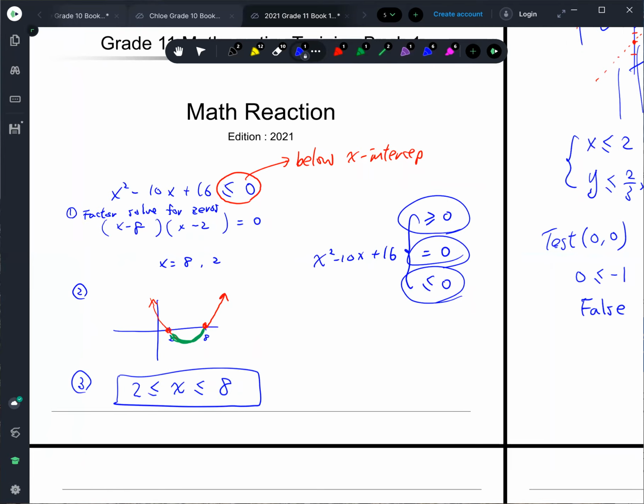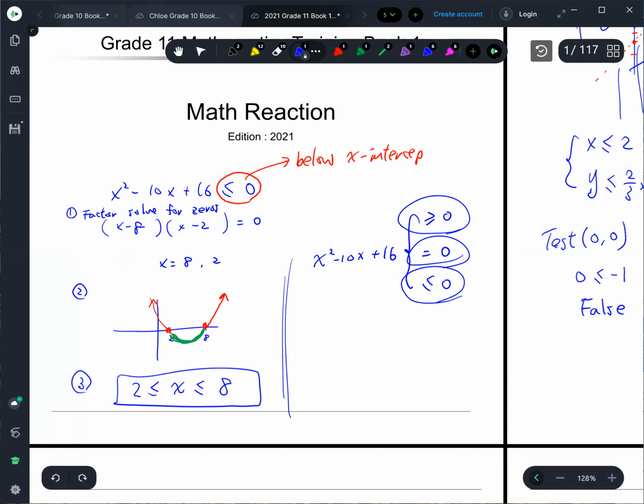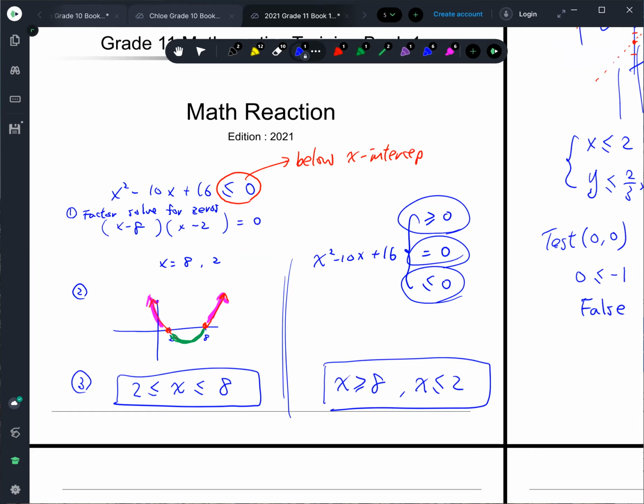Okay, this is for less than or equal. If they change the question to greater than, then that will be the part above, right? So then you will have 2 separate lines. Then your answer will be 2 answers? Yeah, 2 parts. One is for the right-hand side, x greater than or equal to 8. The other one is x less than or equal to 2. This is for the greater than or equal to 0.